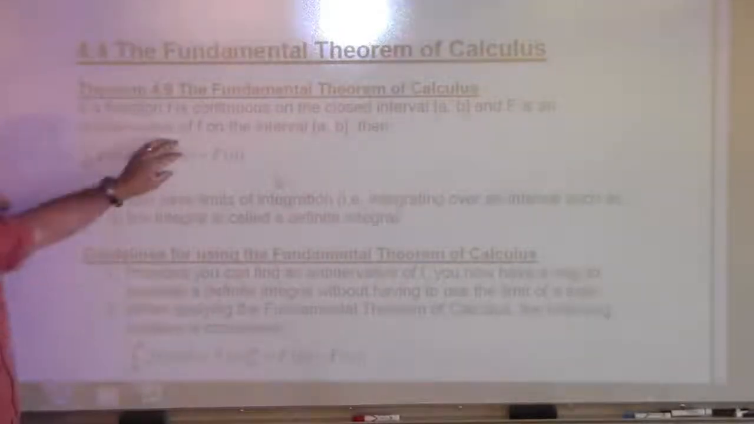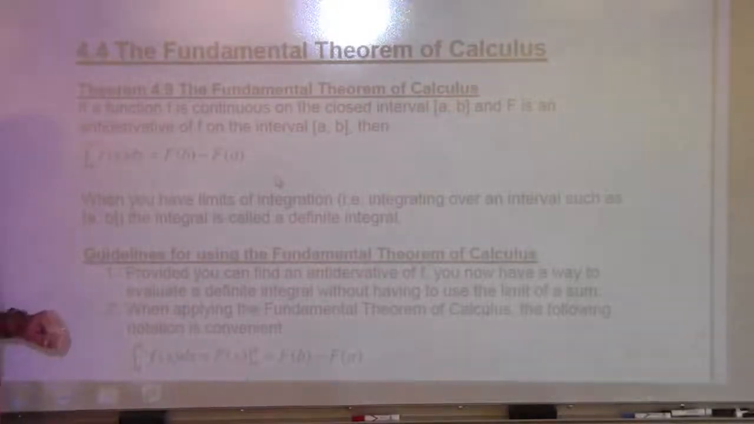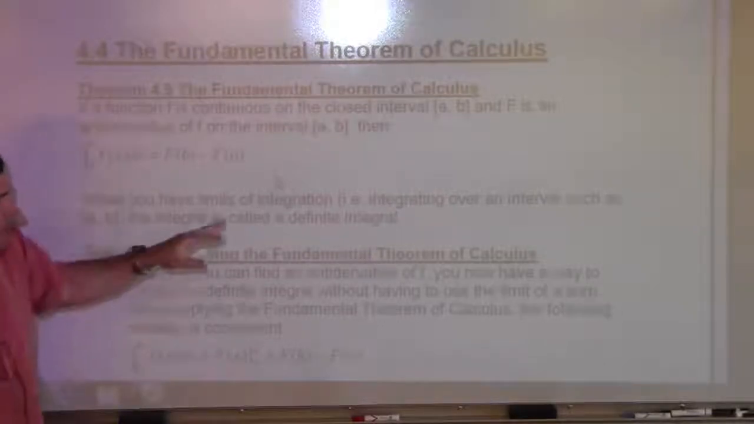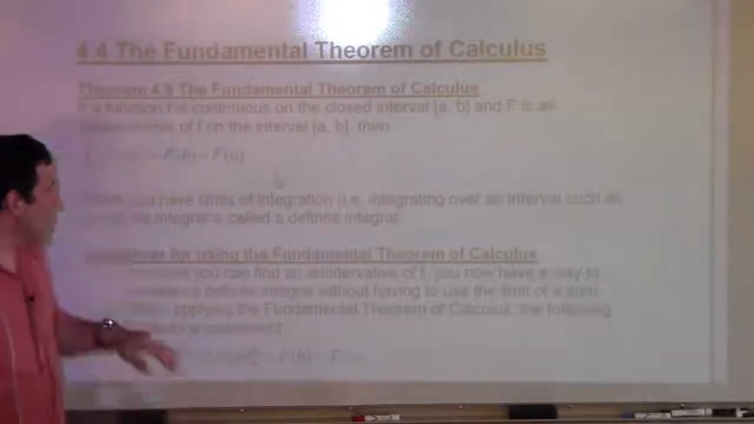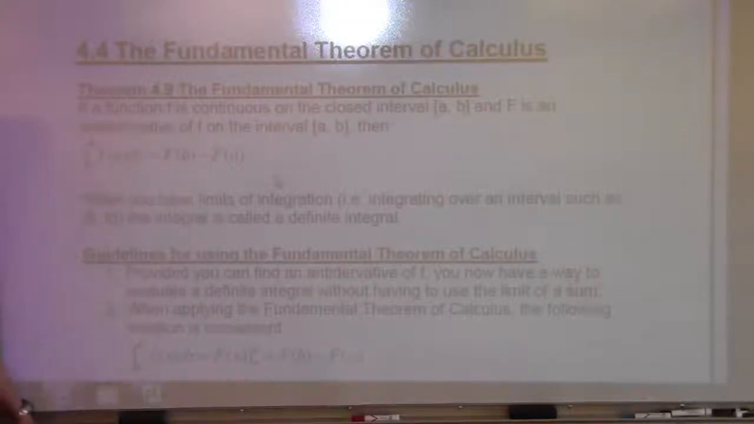So when we have a definite integral, that's one where we have limits of integration, a lower and upper limit of integration. It's going to be F of b minus F of a. So when you have limits of integration, that is integrating over an interval such as a to b, the integral is called a definite integral. Just mention that.